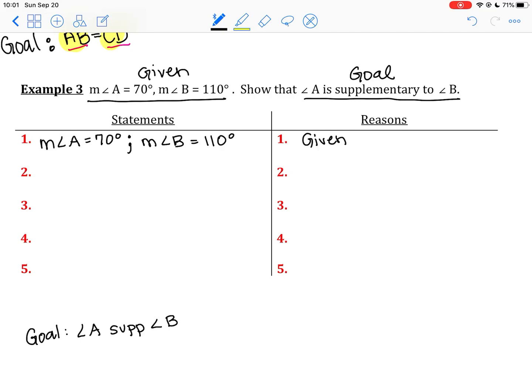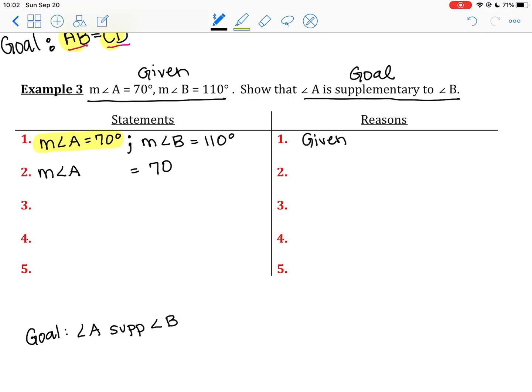All right, so I know that my goal is going to be to add them together. But if I think about the properties that I was given, the only property that I was given was the addition property of equality. The addition property of equality says that you have to add the same thing to both sides of an equation. So I'm going to start with one of these statements: the measure of angle A equals 70. And I'm just going to put some space in between because I'm going to add something to both sides.